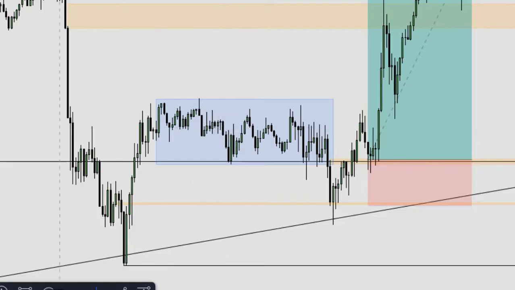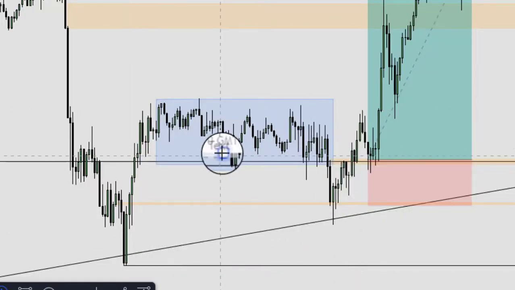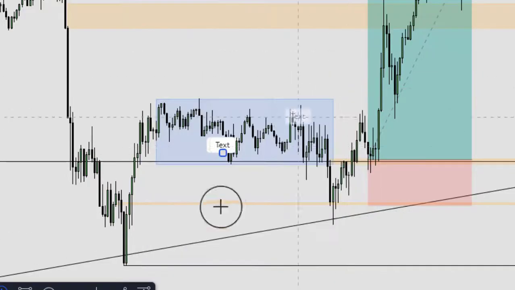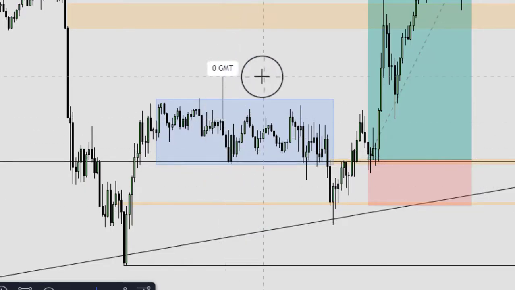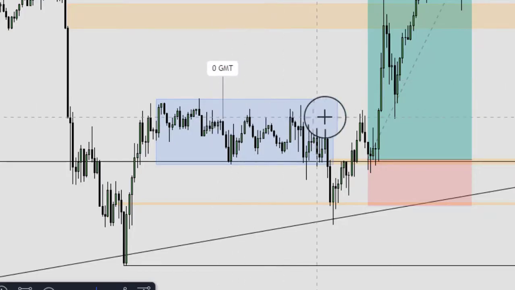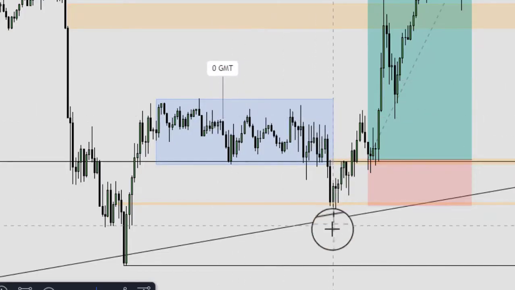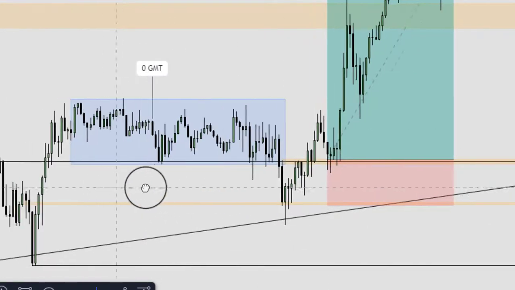Okay, so you need to take note of the 0 GMT time period, because that's when we need to see institutions induce the retail traders to take the opposite side of the market, or price would create the leg for manipulation from this time period. So this is 0 GMT, and from 0 GMT we see price go down. It trades down in London into an institutional reference point by the left.